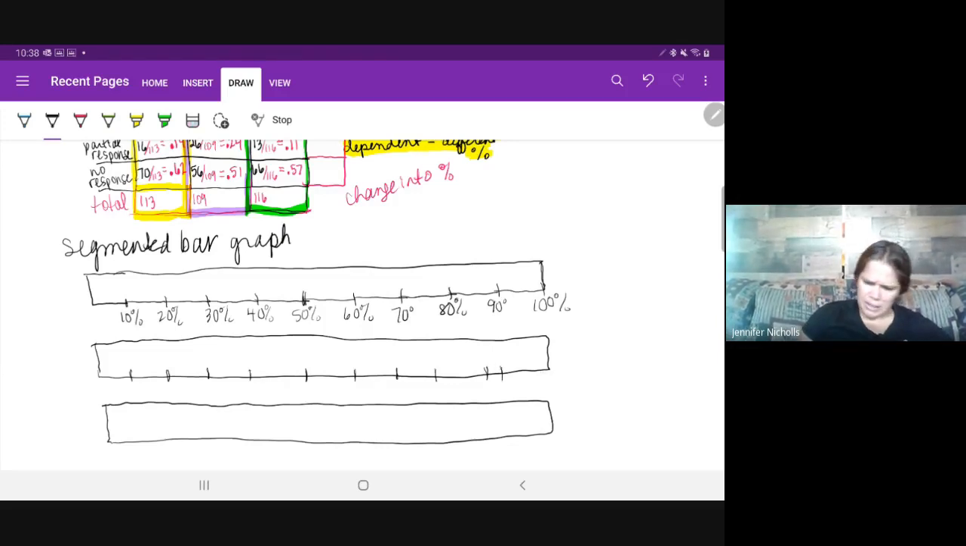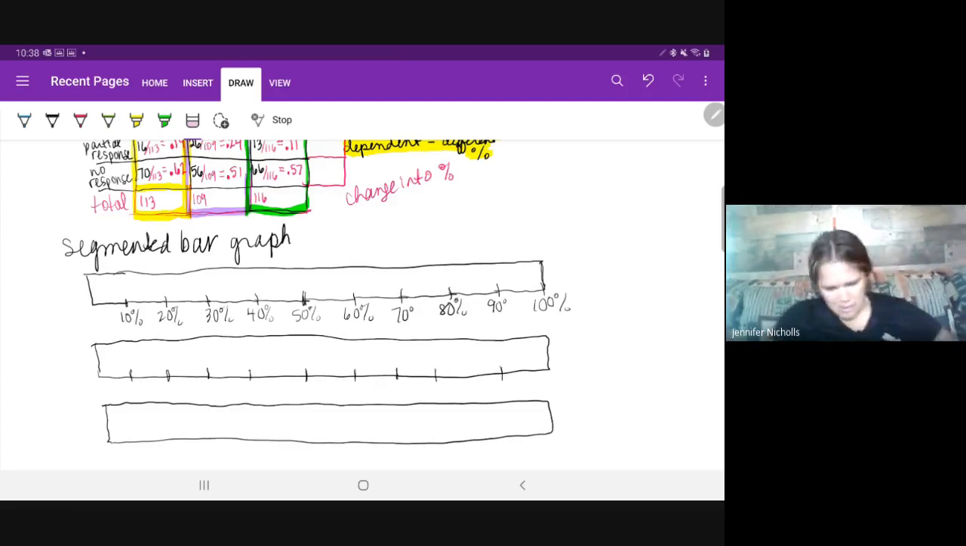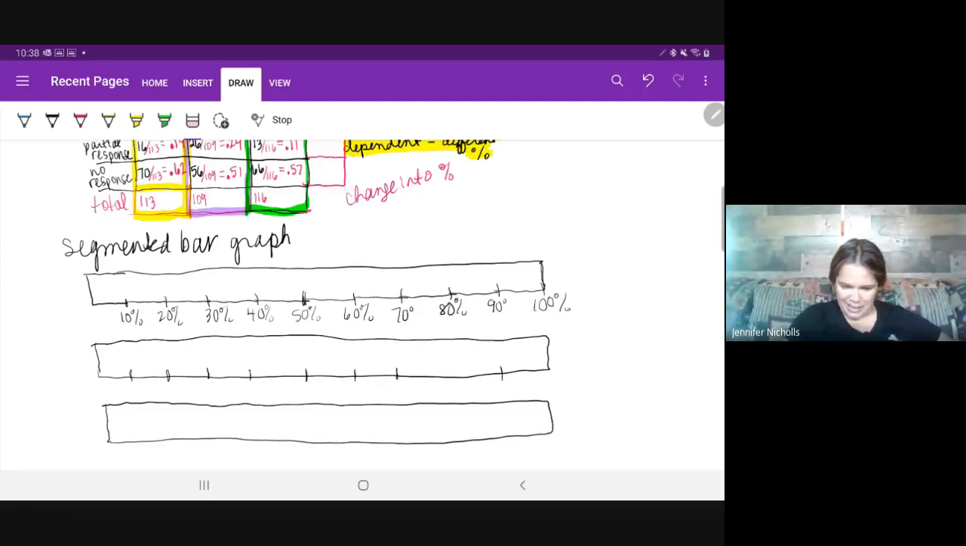I think I'm a little slanted, but you got to try to make them. Okay, guys, I'm a little slanted here, so somehow mine are not lining up. Okay. Sounds good. And then label your percents. Yeah, right.